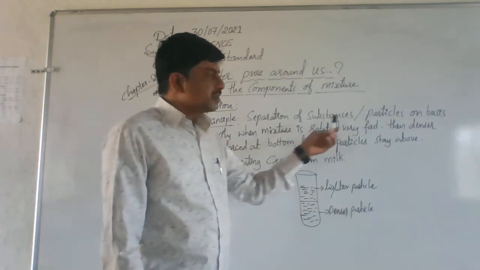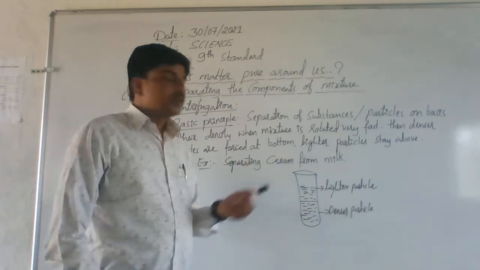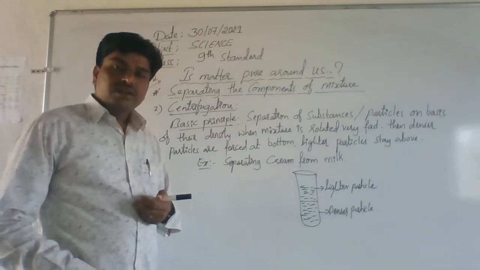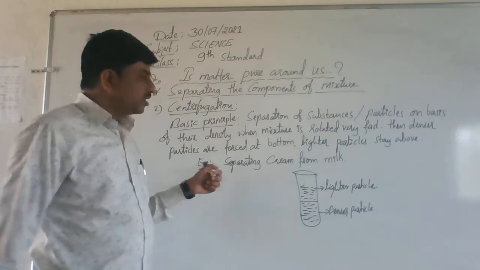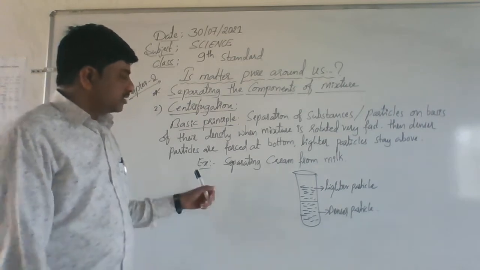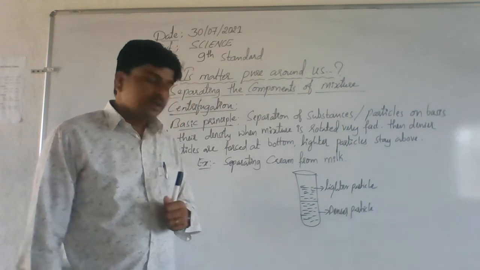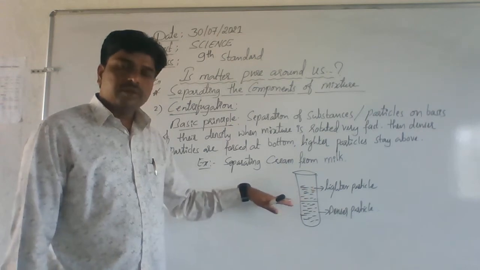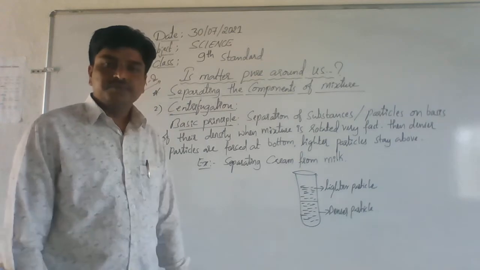The separation of substances or particles on the basis of their density when the mixture is rotated very fast. In this method, the mixture is rotated. It should be rotated very fast. Understand? When you rotate that mixture very fast, the denser particles are forced to the bottom and lighter particles stay above. Clear or not? So the best example is separating cream from milk. Understand? Take milk and rotate it very fast. The heavier particles settle down at the bottom, and cream, a lighter particle, stays above the milk.